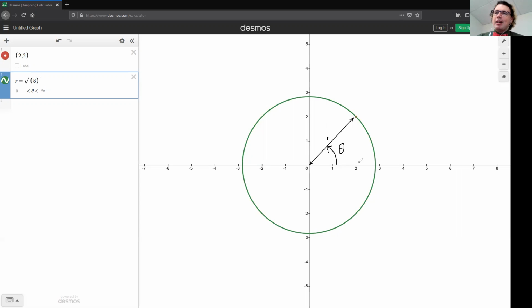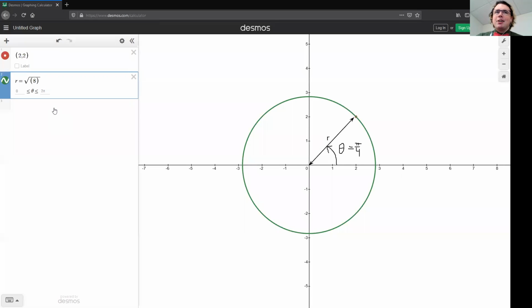So for this point right here, I can tell, since my x and my y coordinates are the same, then this must be 1/8 of the full circle. So this theta will be pi divided by 4.